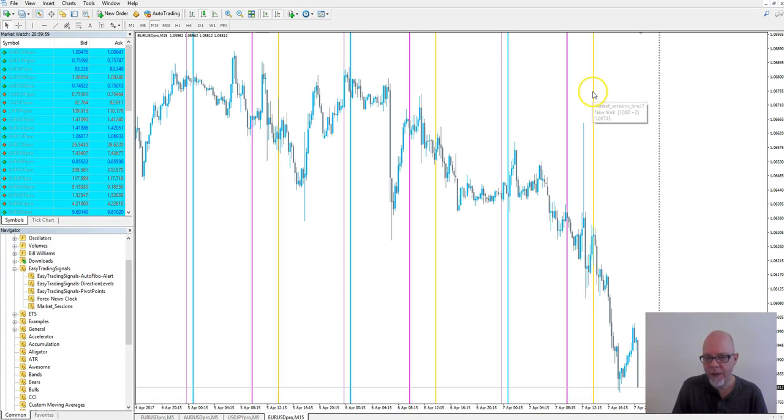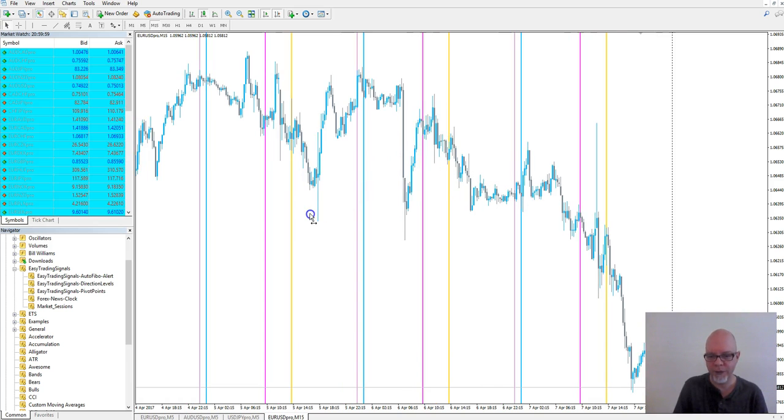Okay, so let's take a look. We have the yellow line here, and if you hover over it, you'll see it says New York, and the purple line says London, or magenta, and the blue is Tokyo, and the light purple one is Sydney. These are the main markets that we're interested in, and that we need to actually keep track of their starting points.